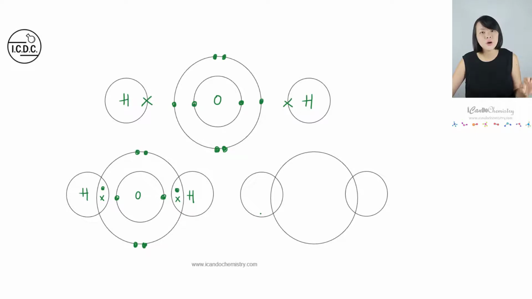Now if the question asks for only the outermost electrons, then what you can do is omit the inner shell and show only the outermost electrons. So this is what you can draw. Now from here, let's convert this to structural formula. You can see that there are only 2 electrons shared between hydrogen and oxygen and another 2 electrons shared between the other hydrogen and the oxygen. So between each of these hydrogen and oxygen, there is only 1 bond. So we can draw this. This will be the structural formula.